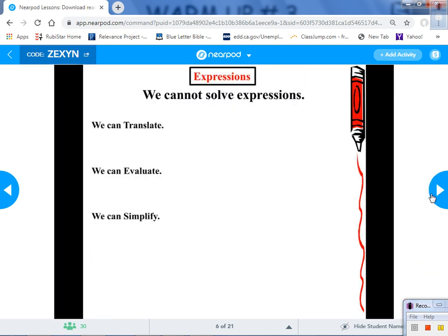All right, quick recap from yesterday. We said that we cannot solve expressions. Is that correct? What can we do with those? We can only do 3 things: translate, evaluate, and simplify. Are we there so far? Because today's the last day for expressions. Tomorrow we're moving on to equations. Yeah, let's go from the quarter.